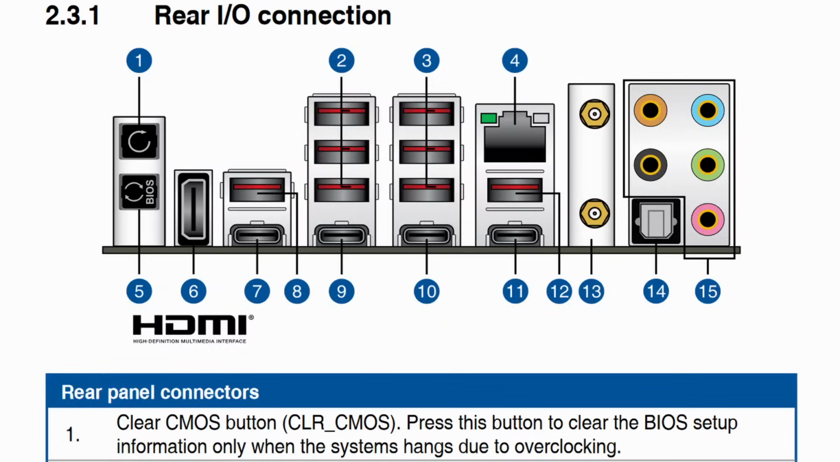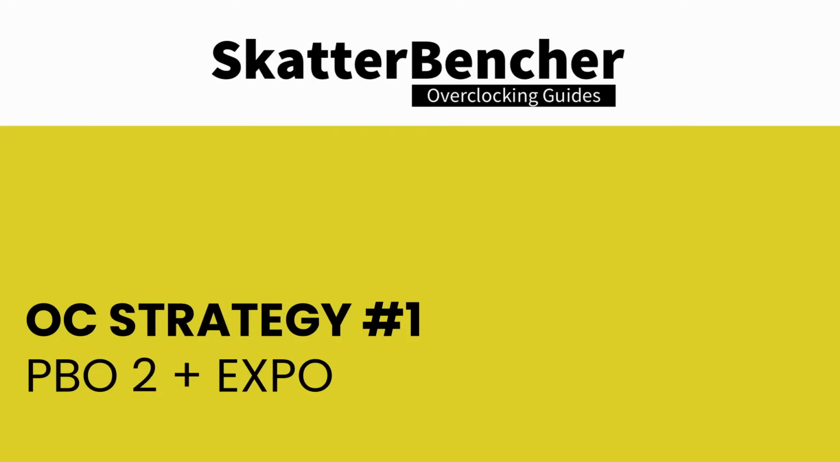But before that, make sure to locate the Clear CMOS button. Pressing the Clear CMOS button will reset all your BIOS settings to default, which is helpful if you want to start your BIOS configuration from scratch. In our first overclocking strategy, we simply leverage the AMD Precision Boost Overdrive 2 and AMD EXPO technologies.